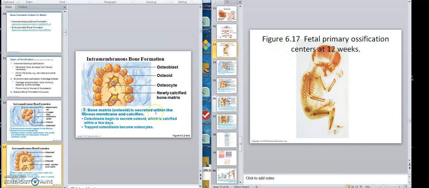Now the bone matrix, remember, is the organic matrix. The organic matrix, which the osteoblast secreted, was the fibers and the amorphous ground substance. Remember, that was osteoid. Osteoid is bone before it's mineralized. The osteoblasts begin to secrete osteoid, which is calcified within a few days. When it's calcified, it becomes bone. The osteoblasts now are trapped in here.